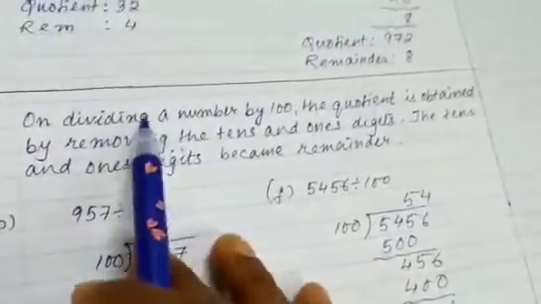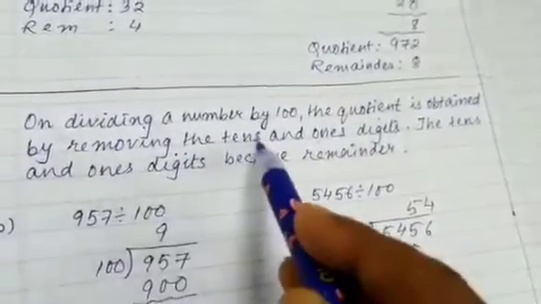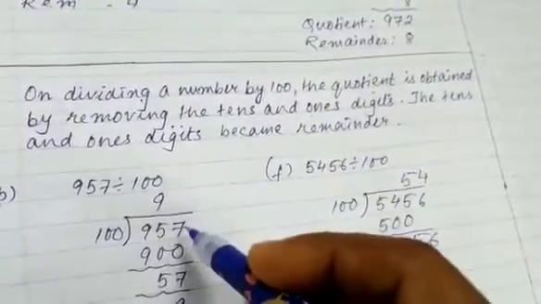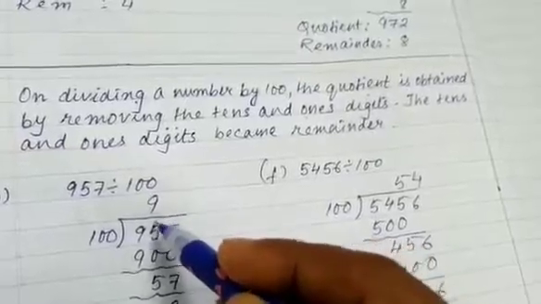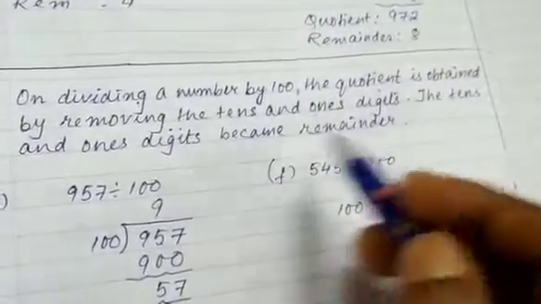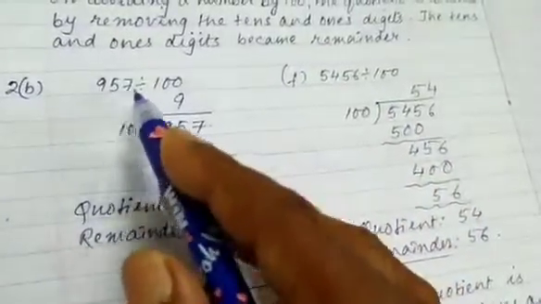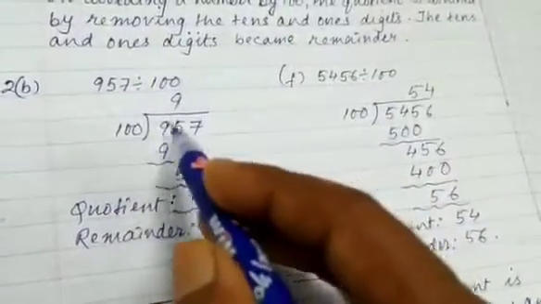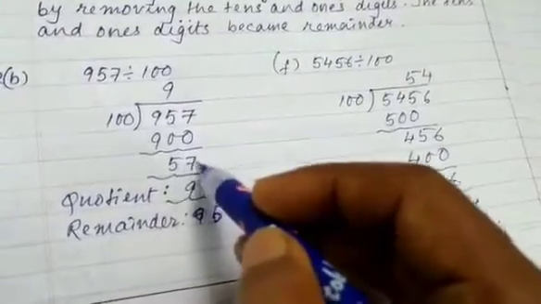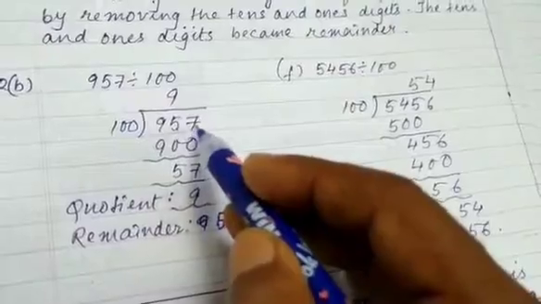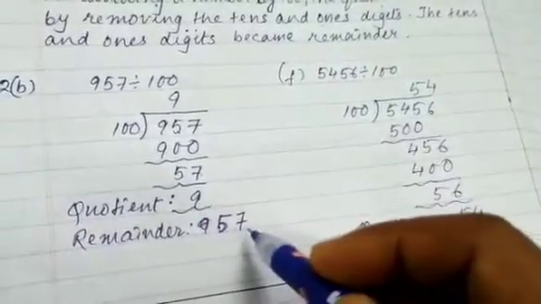On dividing a number by 100, the quotient is obtained by removing the tens and ones. Here I have to remove ones and tens. These digits become the remainder. The tens and ones digits become the remainder. See, 957 divided by 100. So if I divide, 100 9s are 900, the remainder comes 57. See, the 57: ones is 7 and tens is 5. So the quotient becomes 9 and the remainder becomes 57.